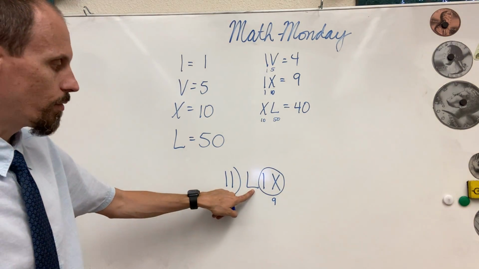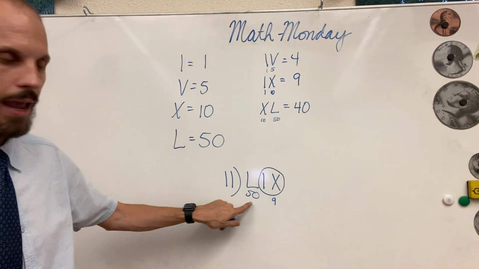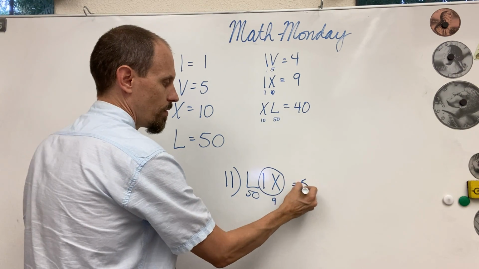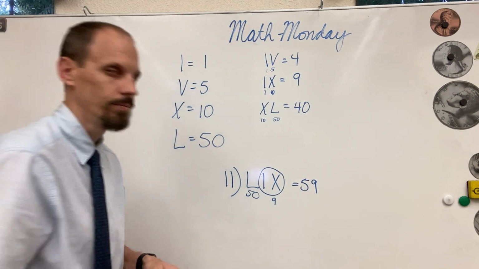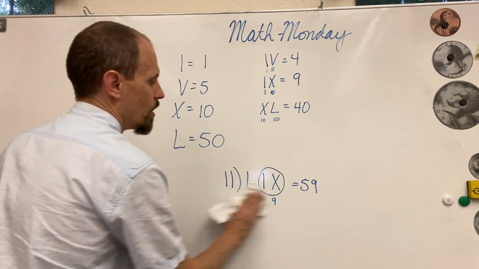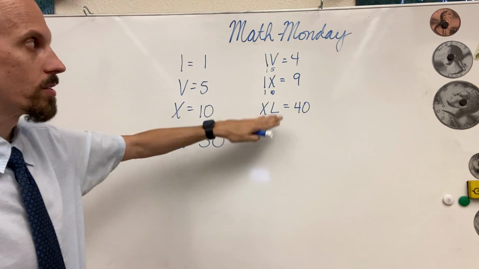Let's put a number 9 under that. And what does the L stand for? Stands for 50. So you have 50 and 9. So 50 plus 9 equals what? 59. Does that make sense? So in all of these, I want you to look for these groupings, okay?